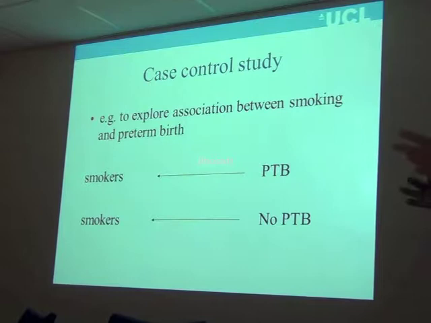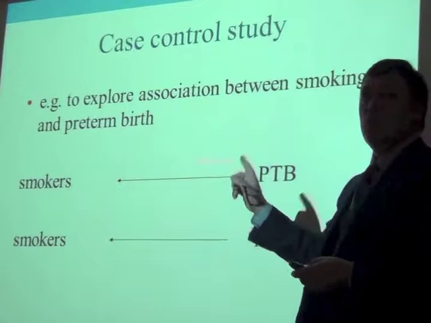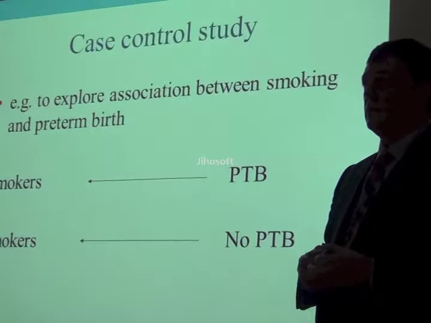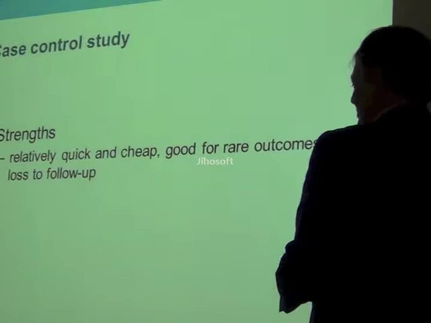So, again, if you're interested in the association between smoking and preterm birth in a case control study, you would take women who had a preterm birth, women who have not had a preterm birth, and look back and see what proportion of them were smokers. I'll go into more detail on this when I talk. I've got a whole talk on case control studies. That's not supposed to scare you, by the way.